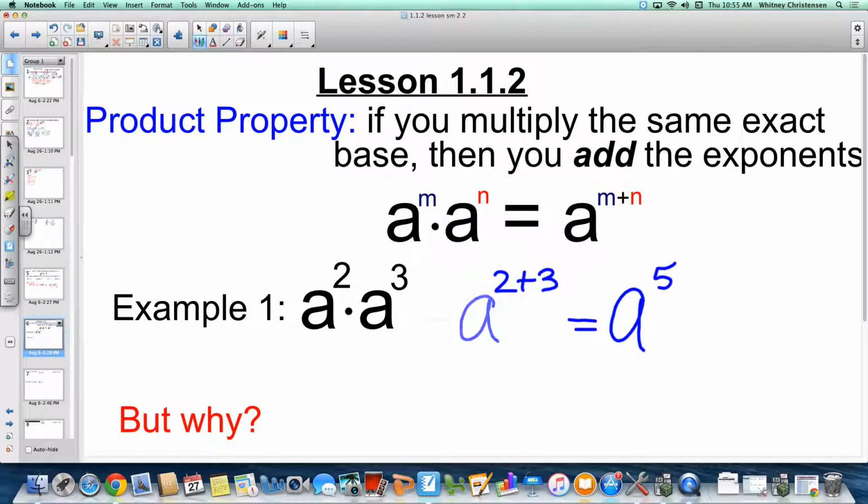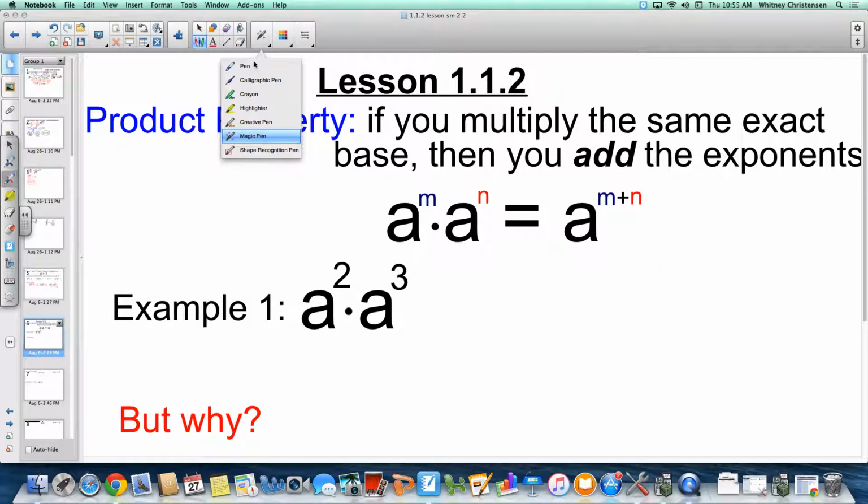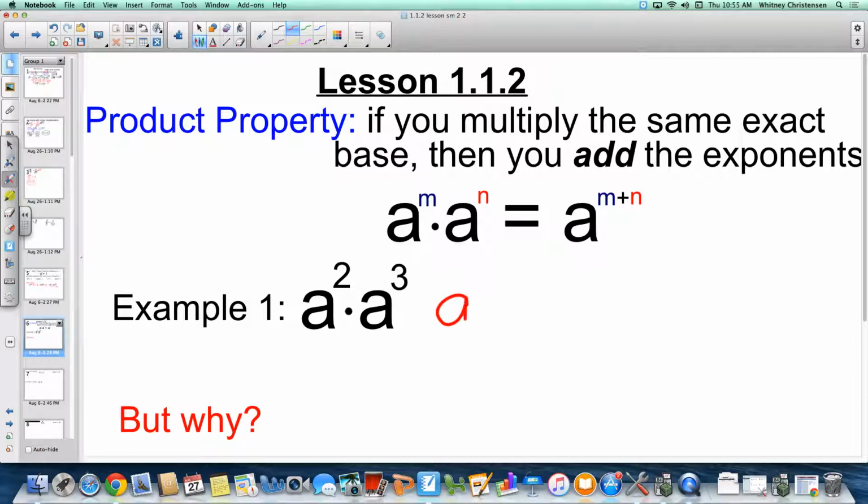So really, if you think about it, we're taking this thing that has a bunch of a's, and I'm writing it with the magic pen. So you're taking this big thing, you're crunching it into one using properties of exponents. So we did 2 plus 3, which is a to the 5th. Does that make sense? We're taking it, crunching it using properties of exponents.